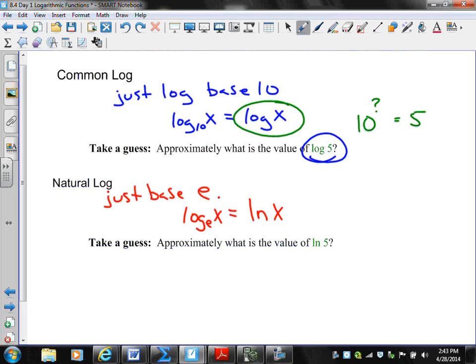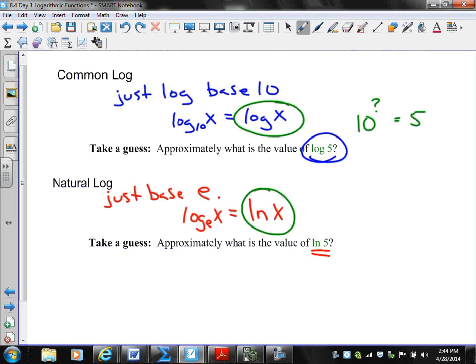So I'm going to do the same log, well, different base. I'm going to do a log of 5. Now I'm going to use base e, or natural log. So again, this is saying e to what power equals 5. Well, remember, e is about 2.72. So 2.72 to what power is 5?